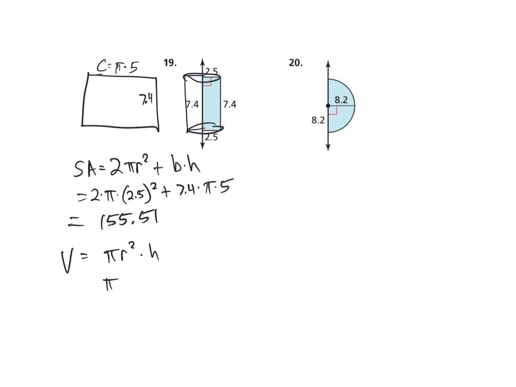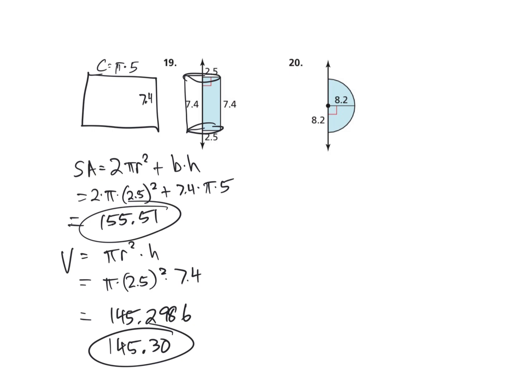Now volume is going to be the area of the base times the height. So pi times 2.5 squared times the height of 7.4. You always do exponents first, so 2.5 squared, times 7.4, times pi. You do that and you get 145.2986, so 145.30.